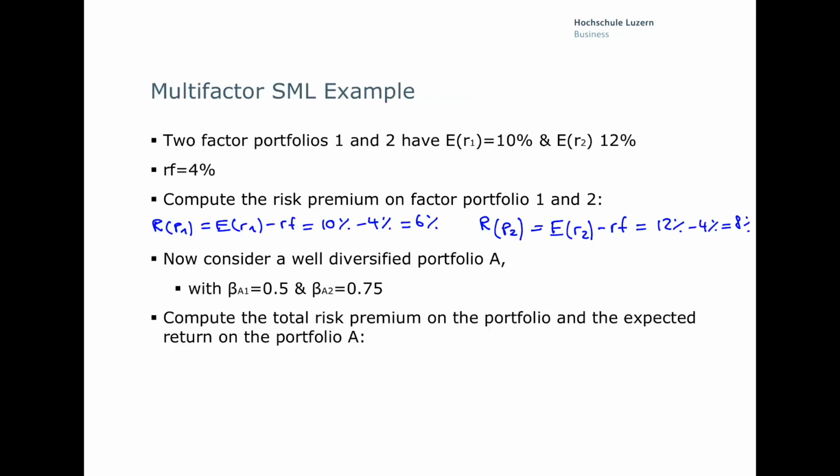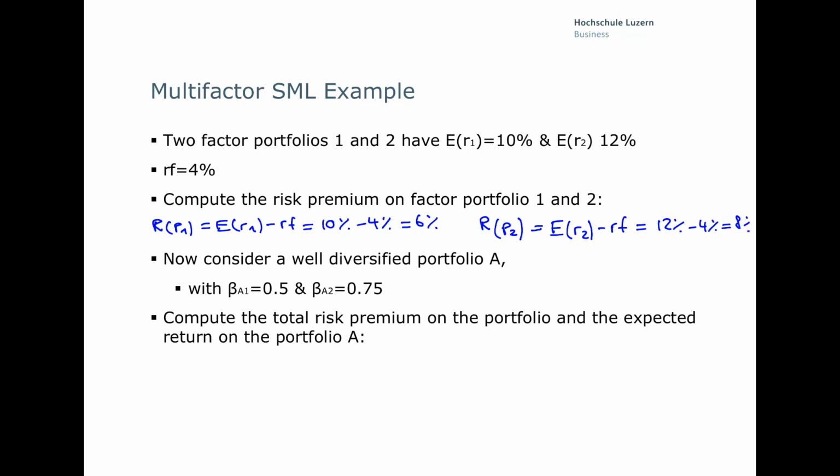The multi-factor security market line example. Suppose that the two factor portfolios 1 and 2 have expected returns of 10% and 12% respectively, and a risk-free rate of 4%. The risk premiums on factor portfolios 1 and 2 are computed as follows. It's simply the expected return minus the risk-free rate, equal to 10% minus 4%, resulting in a premium of 6%. For portfolio 2, it results in 12% minus 4%, equal to a premium of 8%.